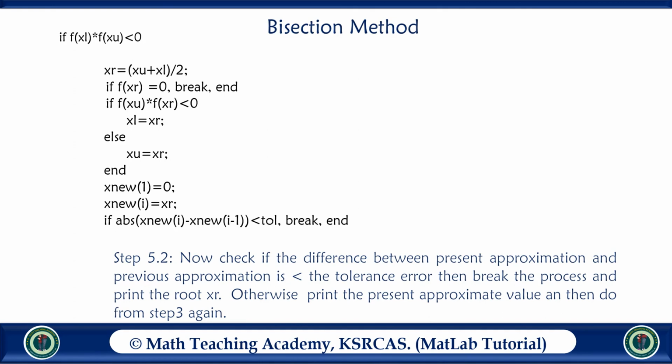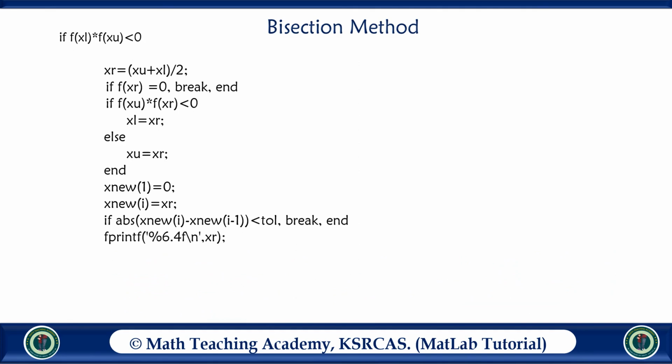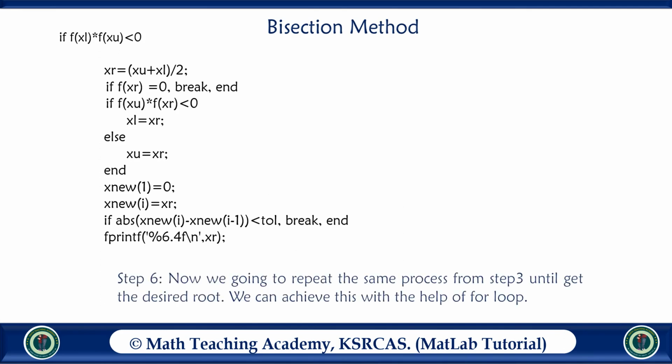Now check whether its absolute value is less than tol. This is achieved by the command if abs of xnew of i minus xnew of i minus 1 is less than tol, then break end. The process is stopped here. Otherwise, print the present root. That is achieved by the command fprintf percentage 6.4f backslash n comma xr. What this command will do is the value of the root xr is printed on the screen in a new line whose decimal part contains 4 places and integer part may contain 2 places.